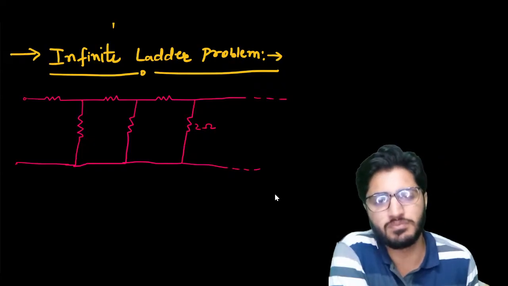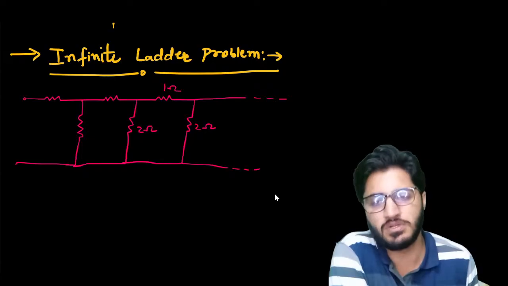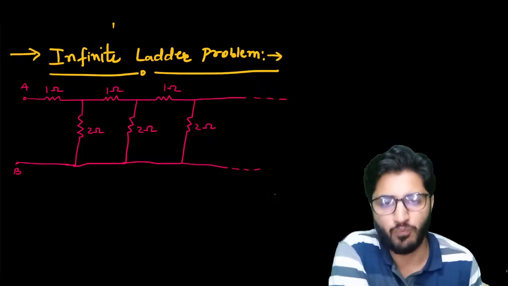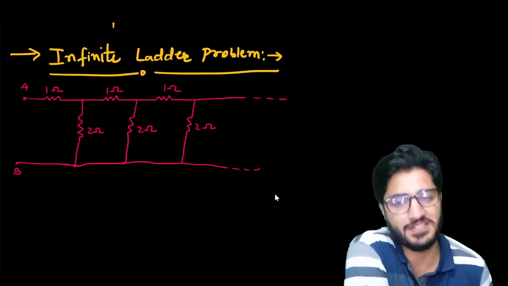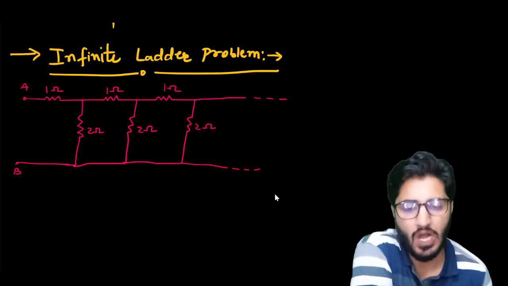This one is 2 ohm, this one is 1 ohm. 2 ohm, 2 ohm, 1 ohm, and 1 ohm. Point A, point B. We need to find its equivalent resistance. So how to deal with it?